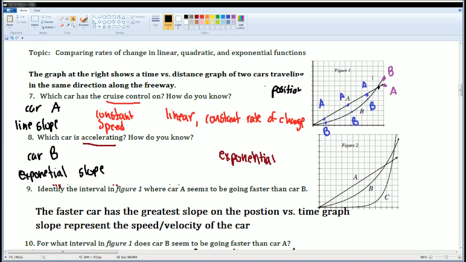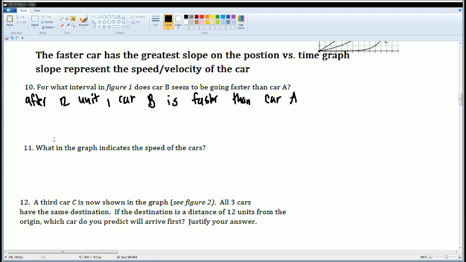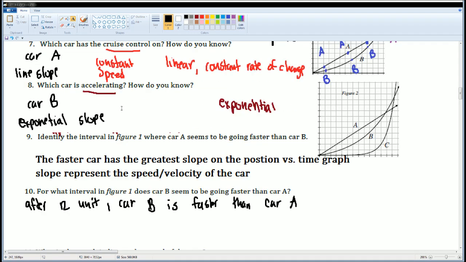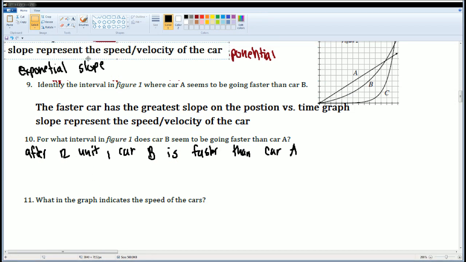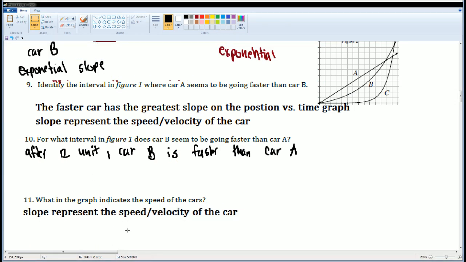Okay. This is position. So here is actually which car's ahead. So A is ahead of B. Then this is when B is ahead of A. Okay. What in the graph indicates the speed of the car? We actually said it right here. The slope represents the speed of the car. So you're looking at the slopes.